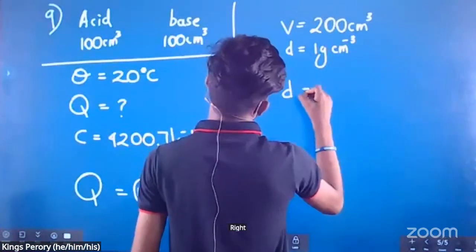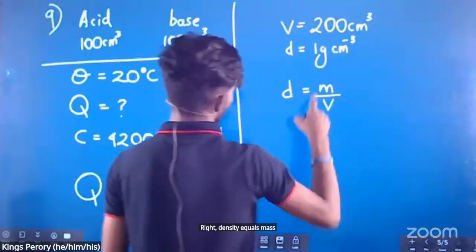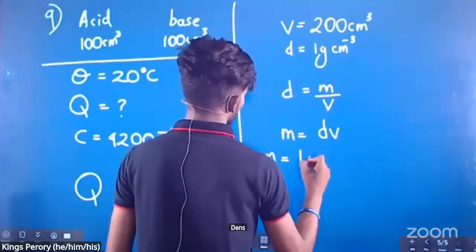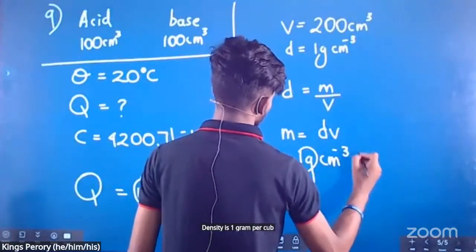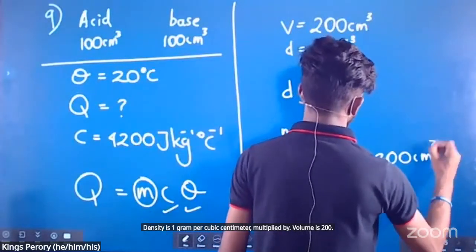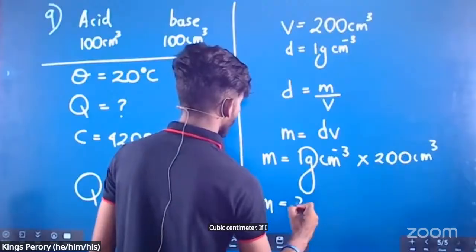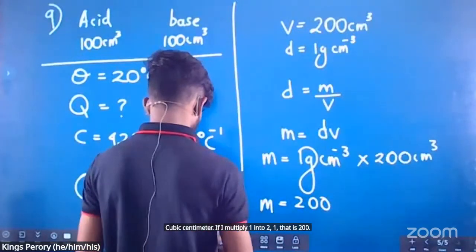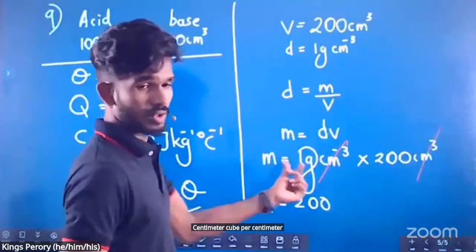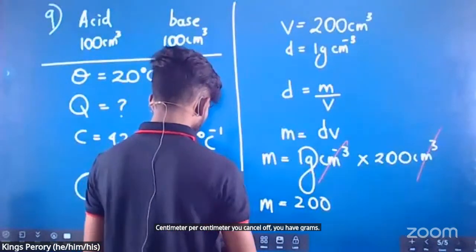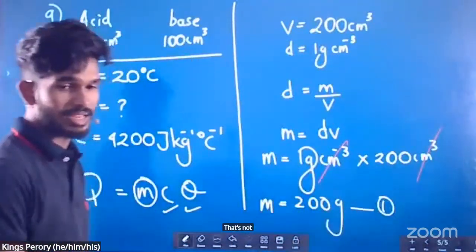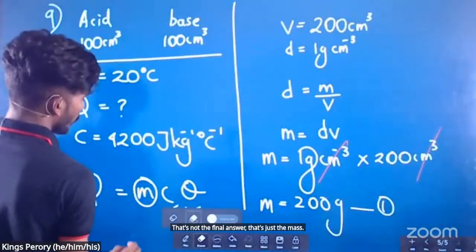Density equals mass divided by volume. I subject mass. Mass is equal to density times volume. Density is 1 gram per cubic centimeter multiplied by volume, 200 cubic centimeter. 1 into 200 is 200. Centimeter cube per centimeter cube cancel off. You have grams. 200 grams. That's not the final answer, that's just the mass.